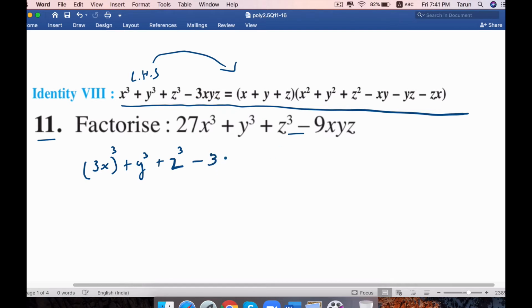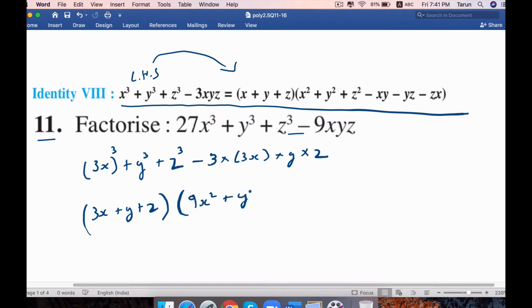So I will get 3 into my x is 3x into y into z. So this should give me this side. Let's write it. So I will get 3x plus y plus z bracket 3x square, which will give me 9x square plus y square plus z square minus 3xy minus yz minus 3xz.